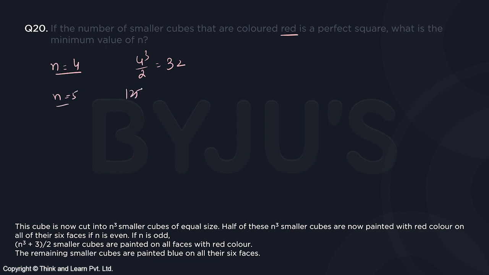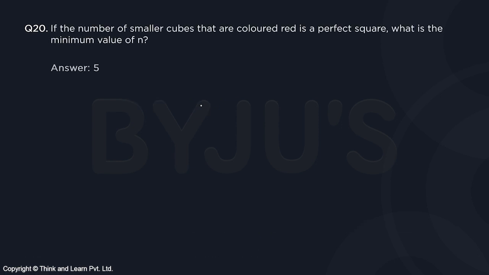If n is equal to 5, so 5 cubed, that is 125, plus 3, 128 divided by 2. It is 64, and yes, it comes out to be a perfect square. It was already given to us that n is greater than 3. So therefore I have started with 4. It did not give me a perfect square. 5 gave it to me. So my answer is 5 for this question.